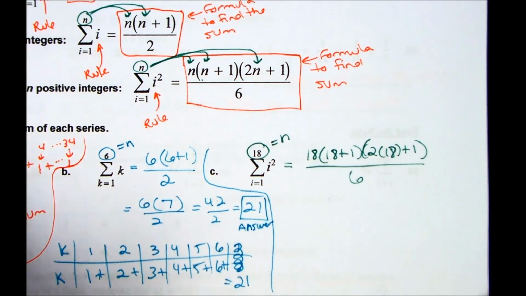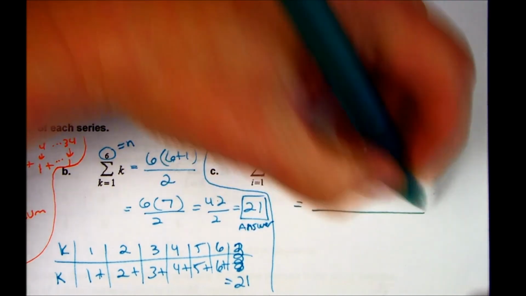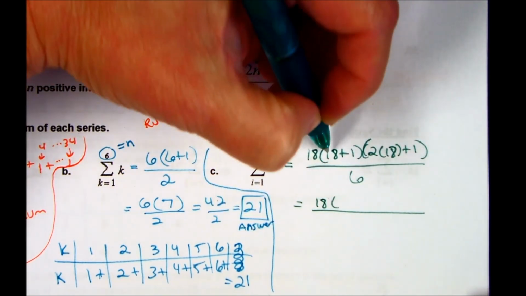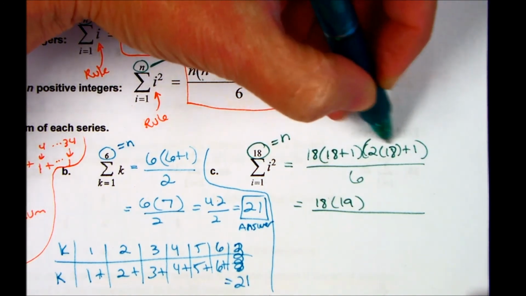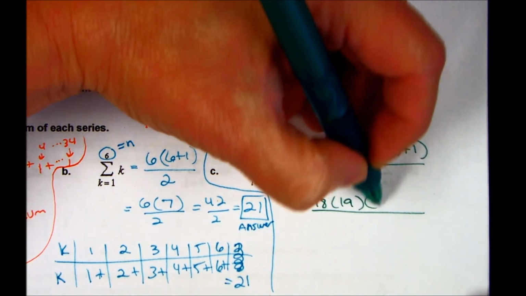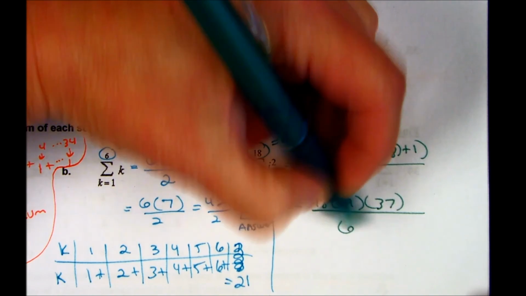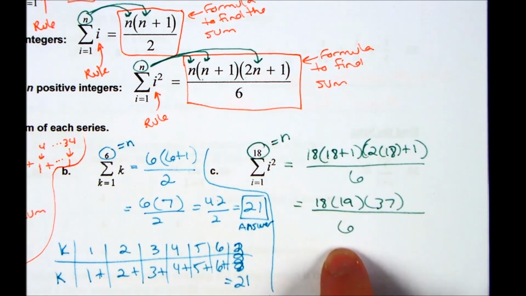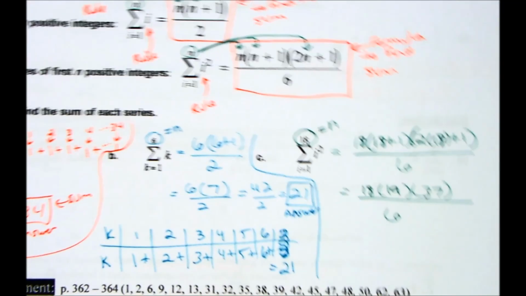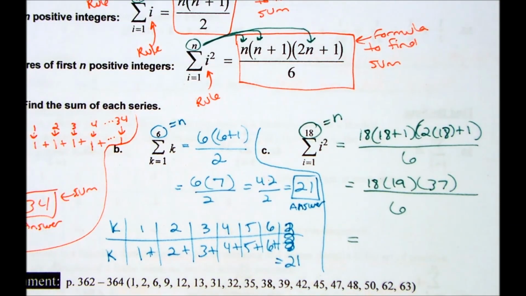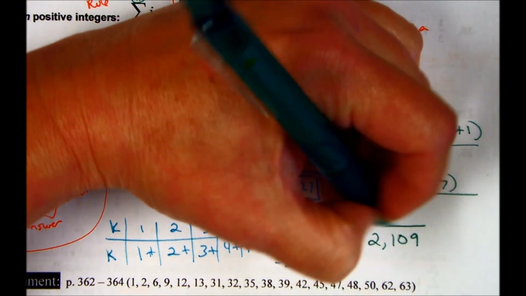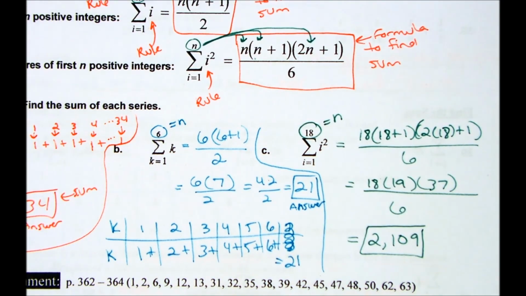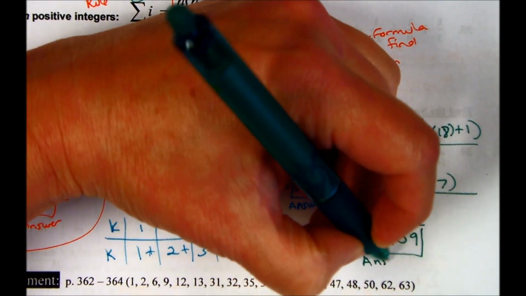So now we just have to simplify. In my numerator, I've got 18. 18 plus 1 is 19. 2 times 18 is 36. Plus 1 would be 37. And then I'm going to multiply those together and divide by 6. Again, I'm going to use my calculator to help me do the calculations, and I get 2,109. So that is my sum, or my answer.